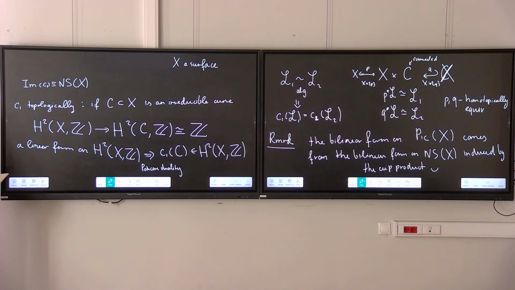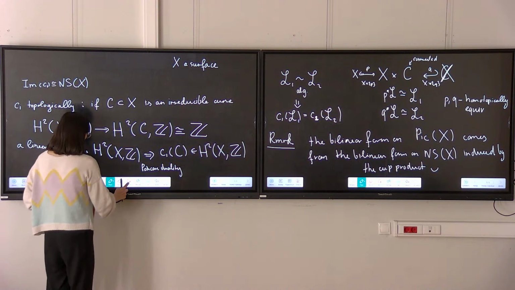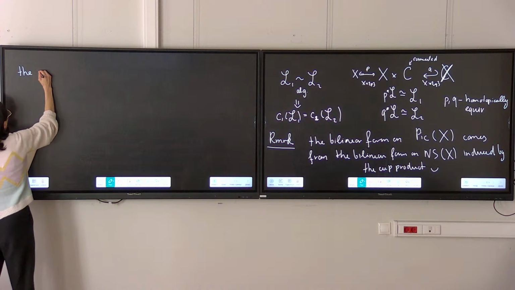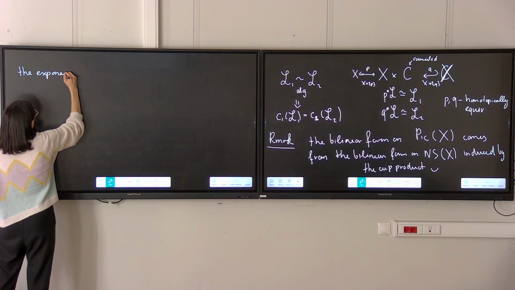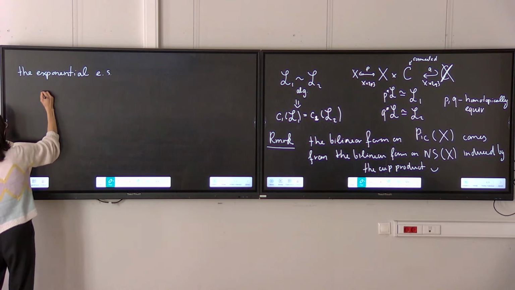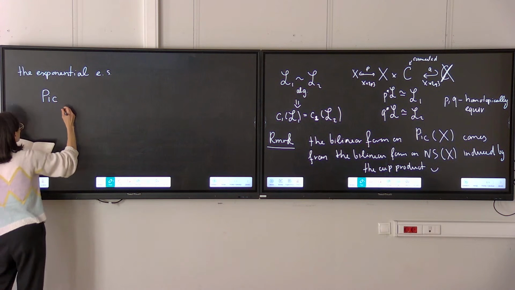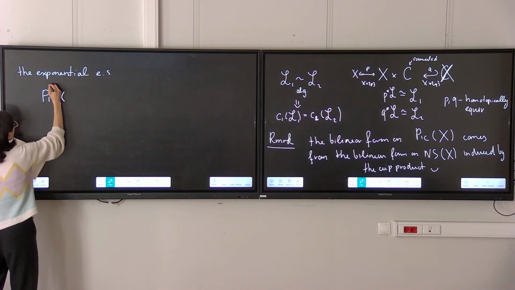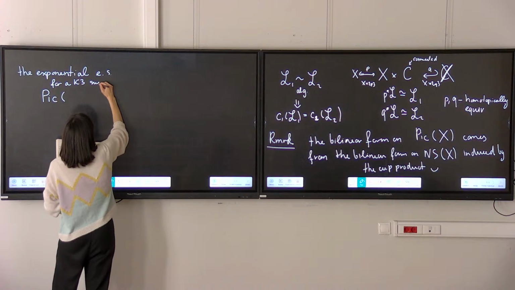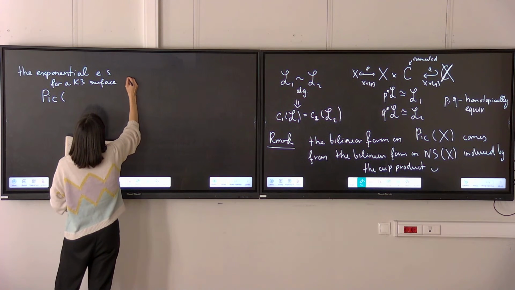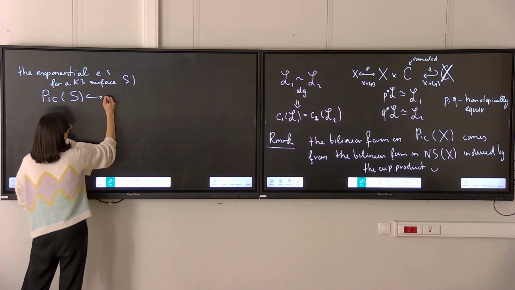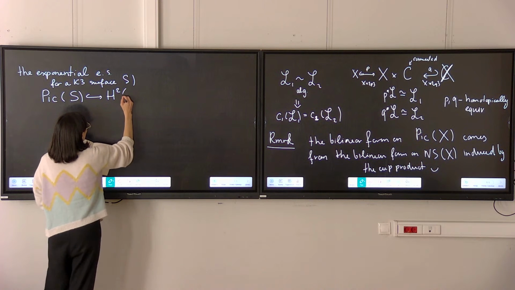Okay, and now what we obtain for a K3 surface. So from the exponential exact sequence, we obtain what immediately? Since the first Chern class is an embedding into H2, yes, we have an embedding of the Picard group inside H2.